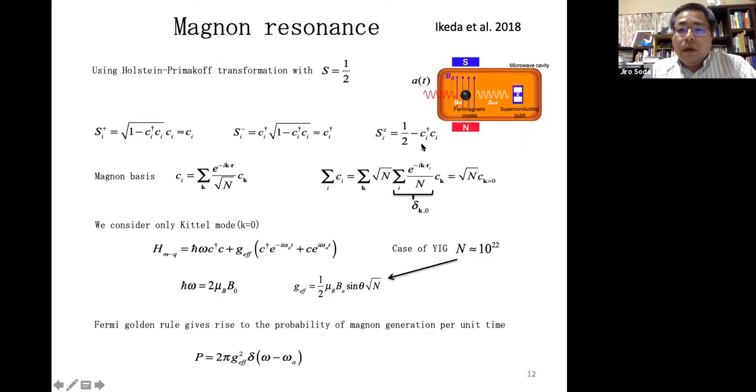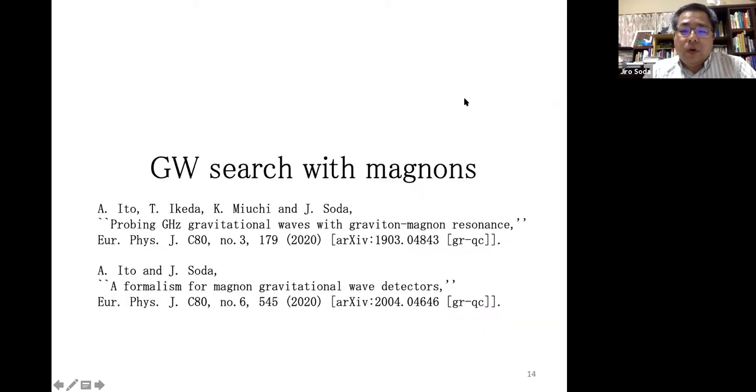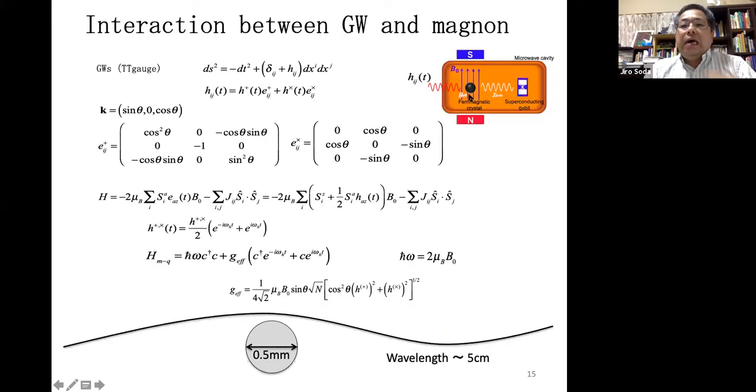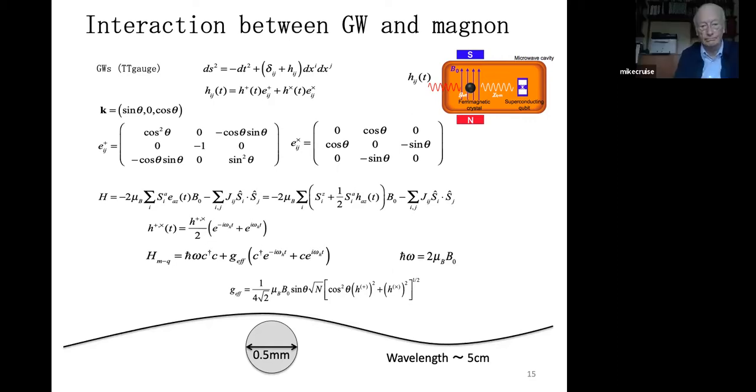Yes, this size is 0.5 millimeter. I asked the experimentalist, is it possible to enlarge this size? But they said it's difficult. They said it's not impossible to enlarge this size to, for example, 10 times. But it's difficult to go more. Thank you.